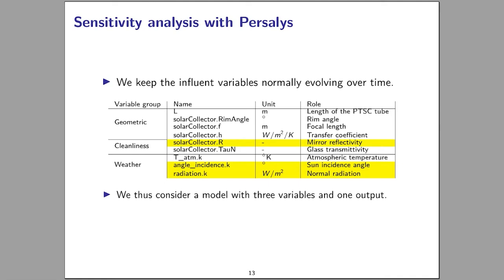So to perform meta-modeling, we are going to keep only 3 of the influential variables that we have seen. So we are going to keep the 2 variables of the sun incidence angle and the sun radiation. Also, and it's a choice, we are going to keep as varying the mirror reflectivity, as we know that it evolves over the year depending on the cleanliness of the mirror. So we consider a model with 3 variables and 1 output. And we are now ready to create a meta-model out of this. Differently said, we can now reduce this model.